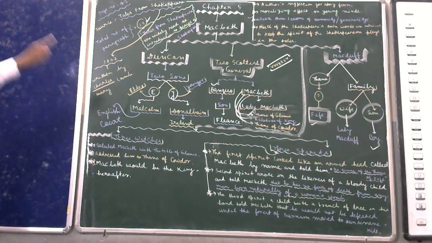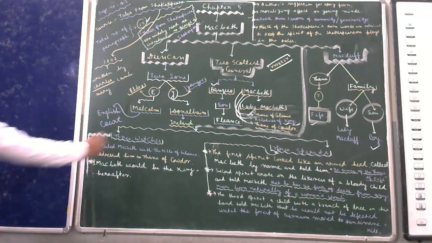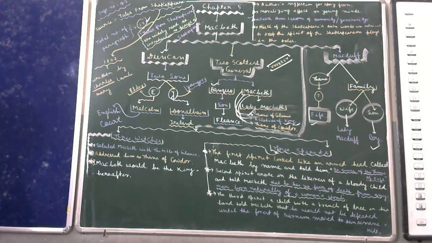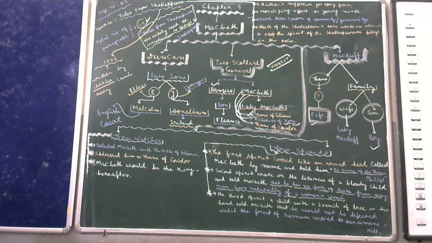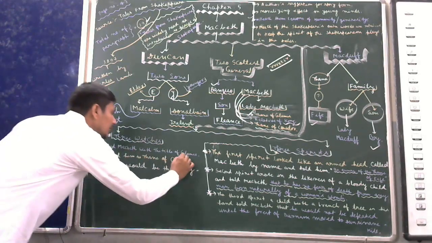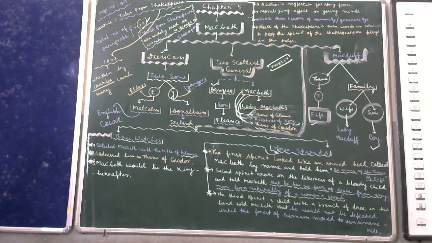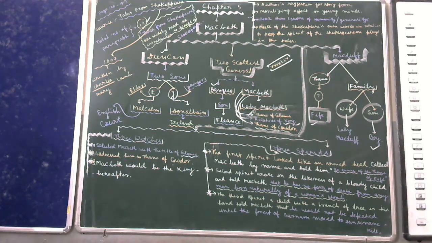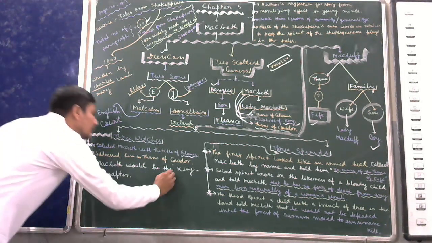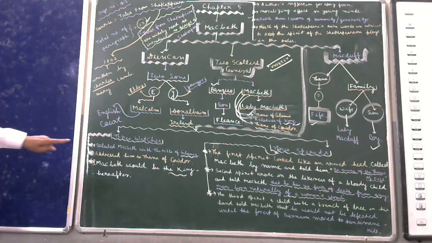Here, another important fact is that the future, the fate of Macbeth, has been predicted by three witches and three spirits. So boys, listen to me. What are the predictions of the three witches? The first witch saluted Macbeth with the title of Thane of Glamis, and the second witch addressed Macbeth as Thane of Cawdor. The third witch said that Macbeth would be the king hereafter.